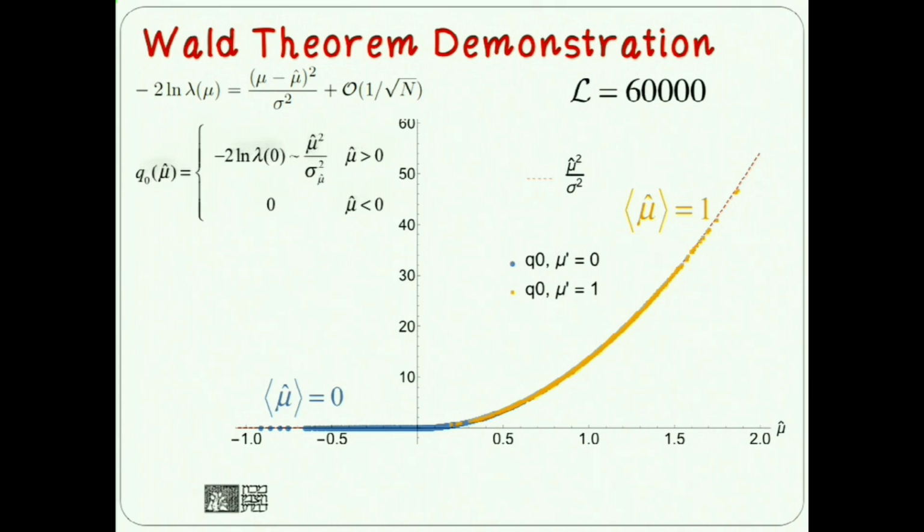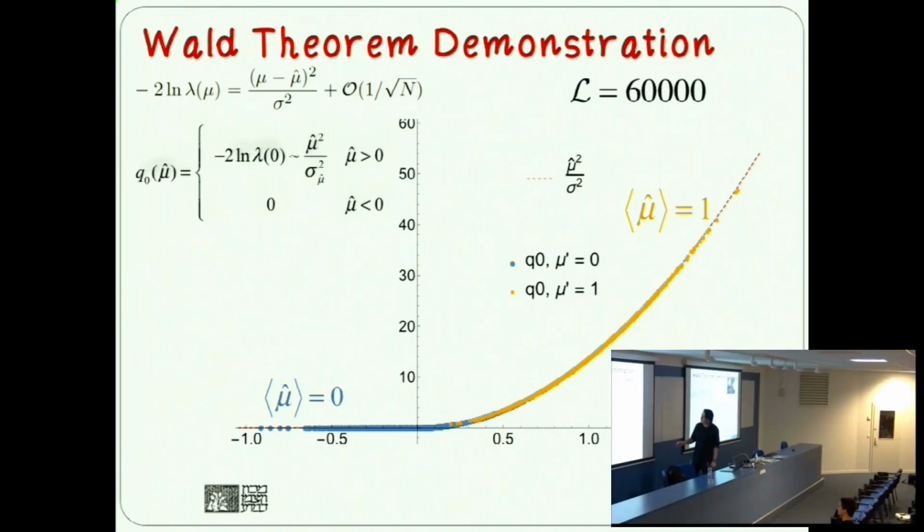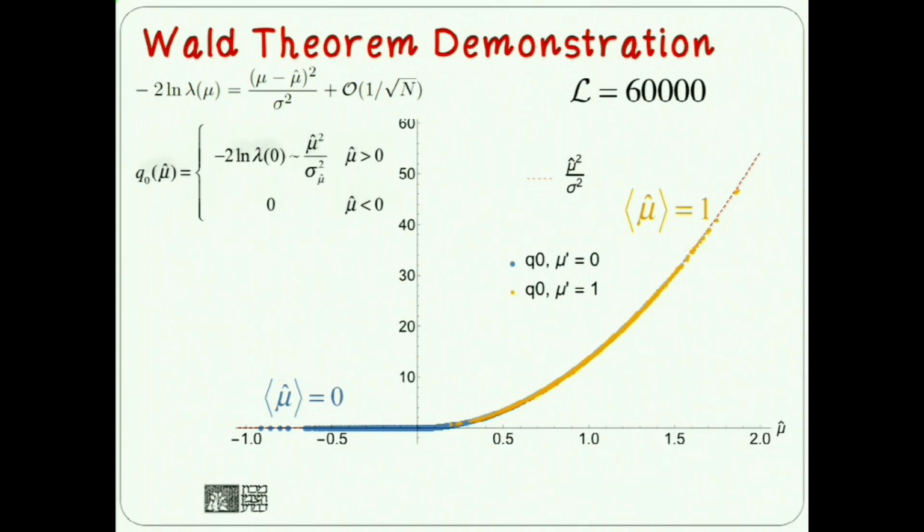Now I generate events around 0, and I generate events around 1. When I generate around 1, around the alternative, you see what happens, I really get a parabola. This is Q0. When I generate events around 0, if mu hat is greater than 0, it indeed goes like this. You see the blue one here. If mu hat is less than 0, the result of the test statistics are really below here, and it all fits the parabola that we are interested in.